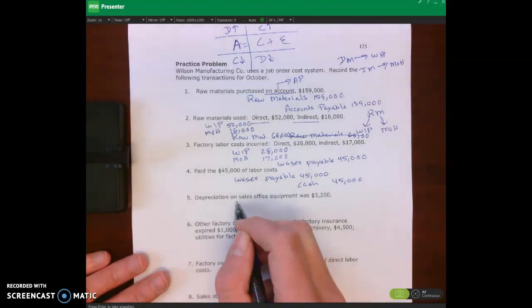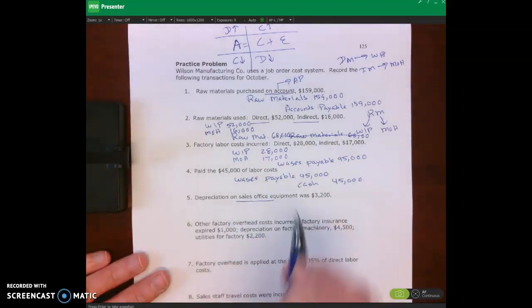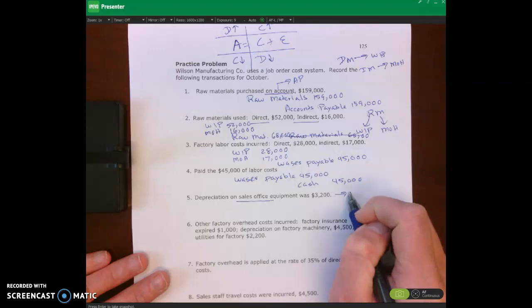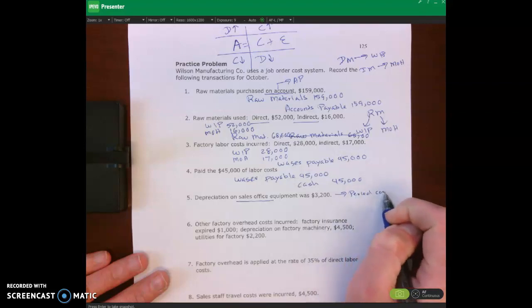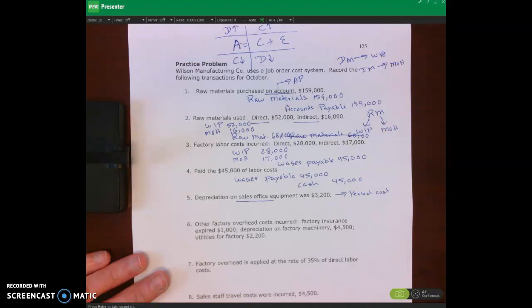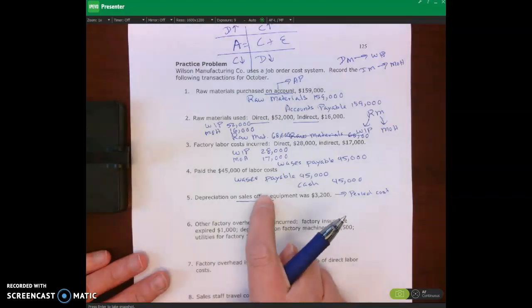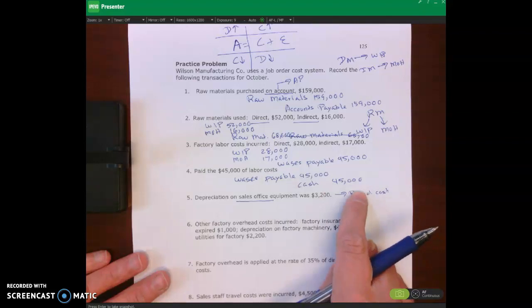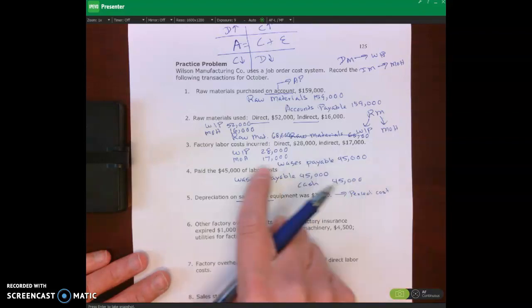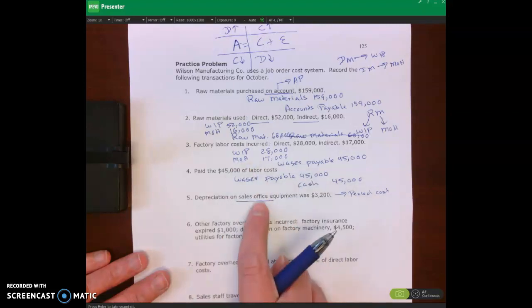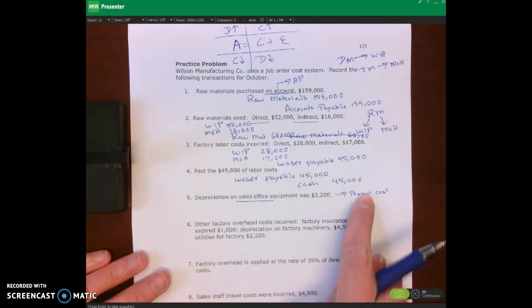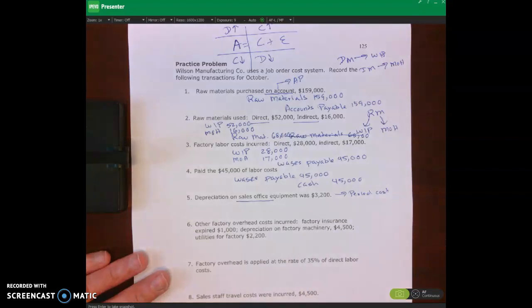Let's look at the next one, number 5, depreciation on sales office equipment. There's a couple things we need to know about this one. The first is that it says sales. That means this is a period cost, a period expense, not a product expense. This does not go to manufacturing overhead. This does not go to cost of goods sold or finished goods. This does not go to inventory. It is a period cost. That's important to remember because it's not going to come into manufacturing overhead; because it's sales, it's period.